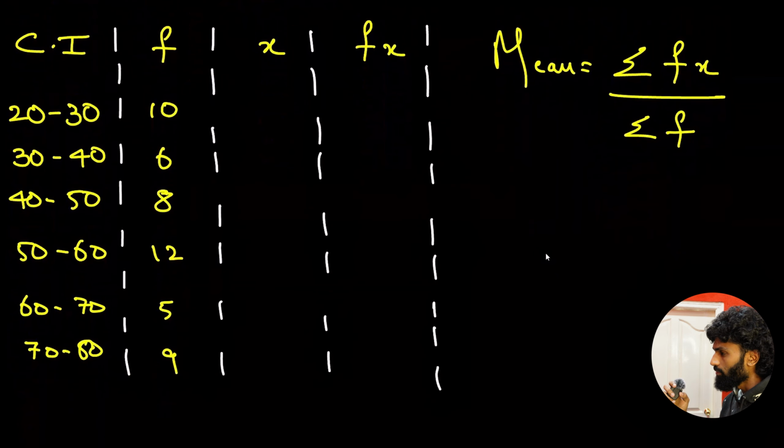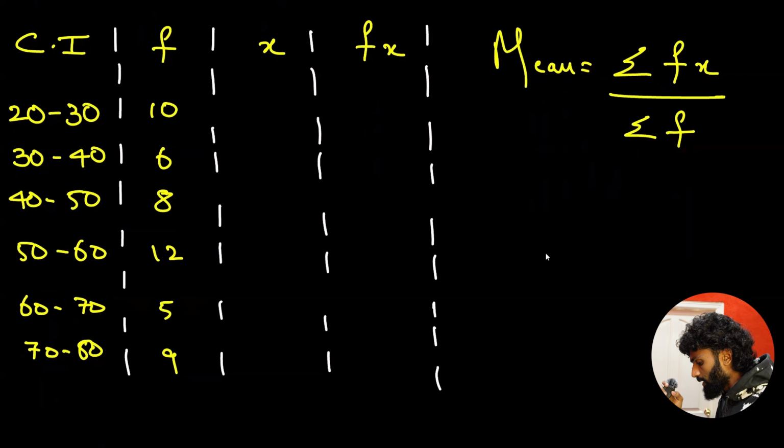I'll explain the meaning of f and x right now. But look at the formula here. Fx has been utilized in the main formula. So let's keep that in mind and let's start off. For direct method, the first two columns will be provided to us, the class interval as well as the frequency column by default. I'm supposed to find the third one as well as the fourth one.